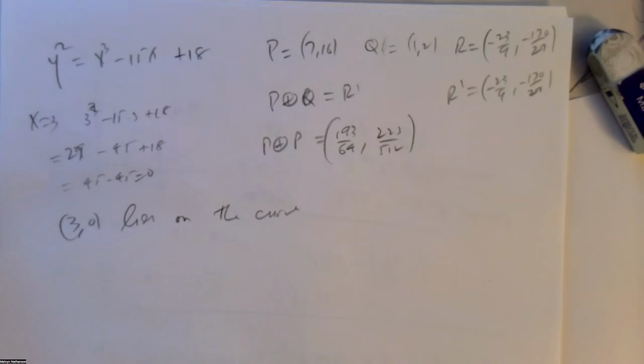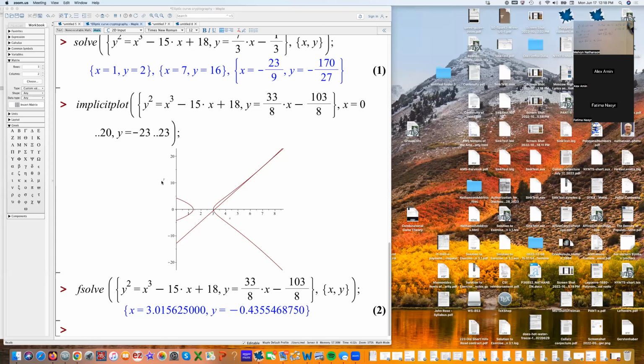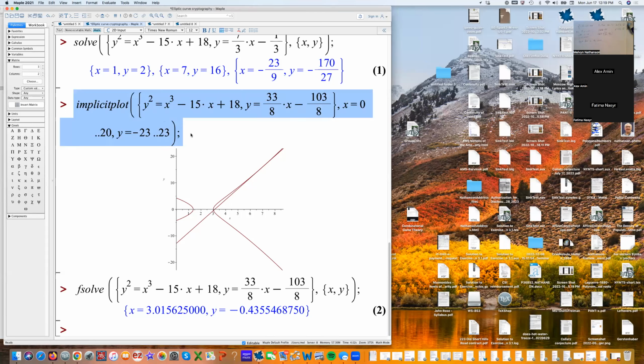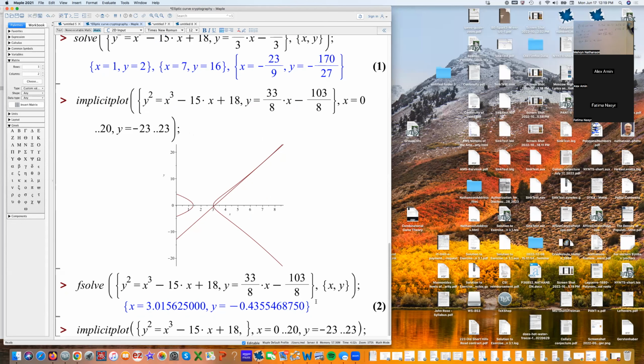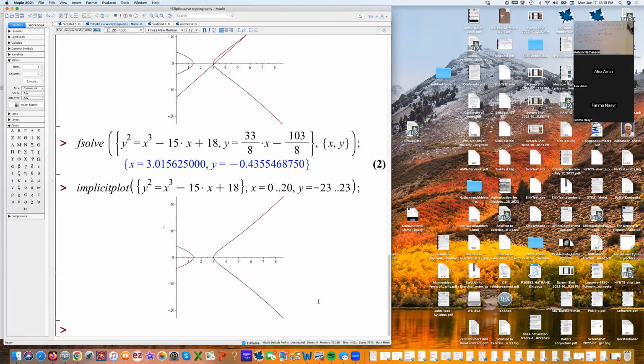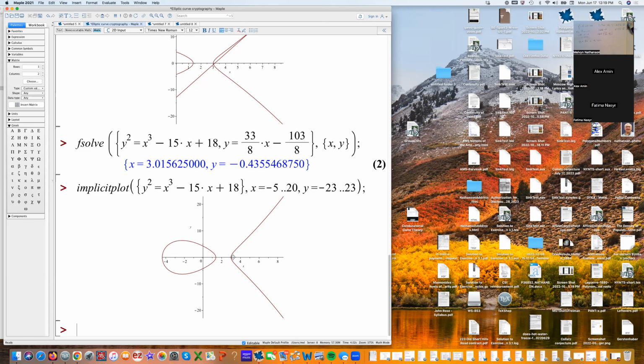So let me just see where that is when I look at the curve. Let me come back and share the screen again. So yeah, (3, 0), that's the point right there. Just look at the curve itself. There's the curve, (3, 0). That point lies right on the curve. And of the three points that lie on the x-axis, (3, 0) is the easy one to see.